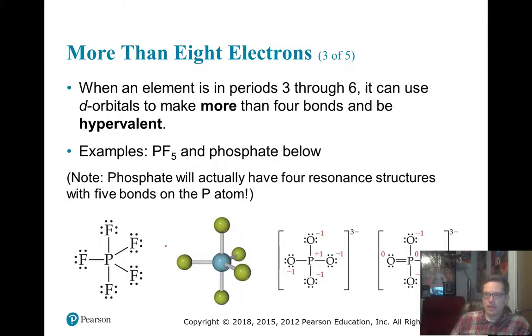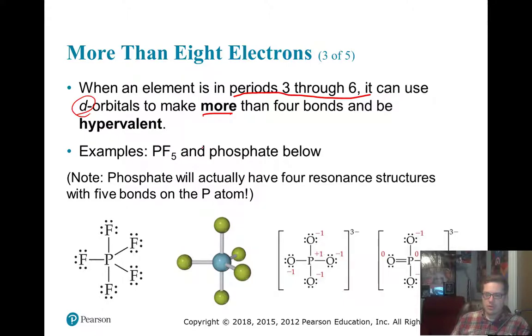Then when we have more than 8 electrons, this happens when your element is in periods 3 through 6. Remember, that's the third row, so that starts with sodium, magnesium, all those guys, all the way down to cesium and barium. So you have periods 3 through 6, and you can use your d orbitals. Remember those are your transition metals, and these allow you to make more than 4 bonds. If you're at a lower energy level than 3 to 6, so if you're in 1 or 2, you don't have d orbitals available because 1 and 2 don't have d orbitals.